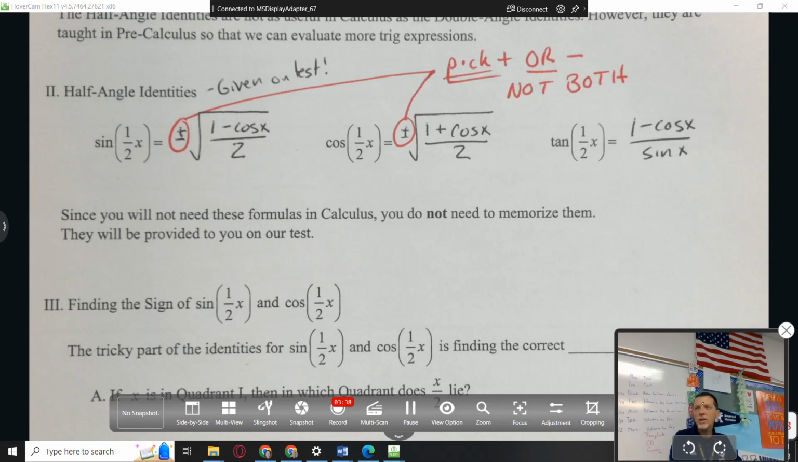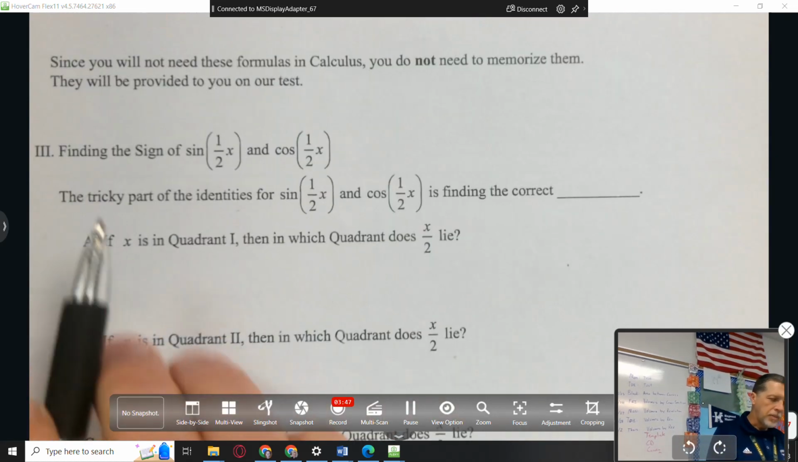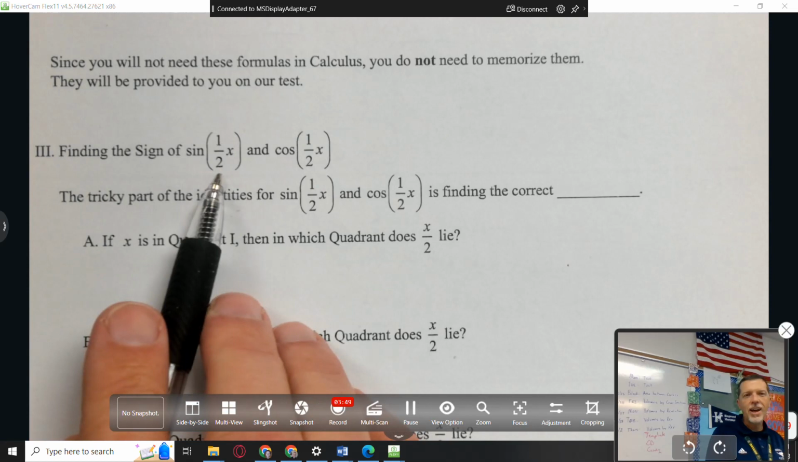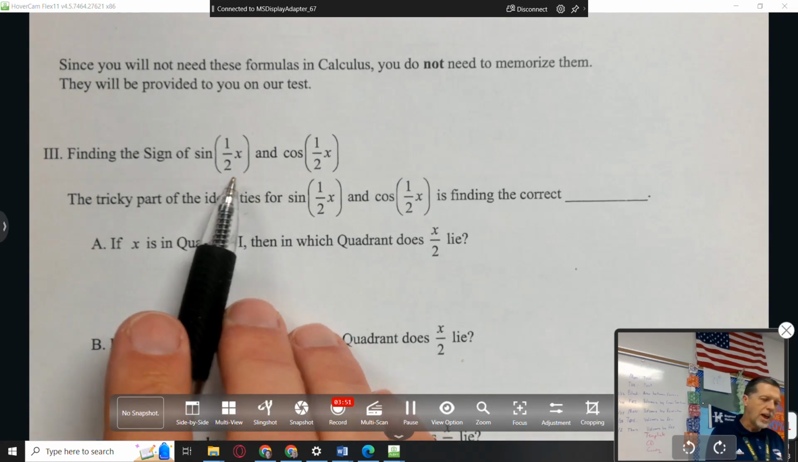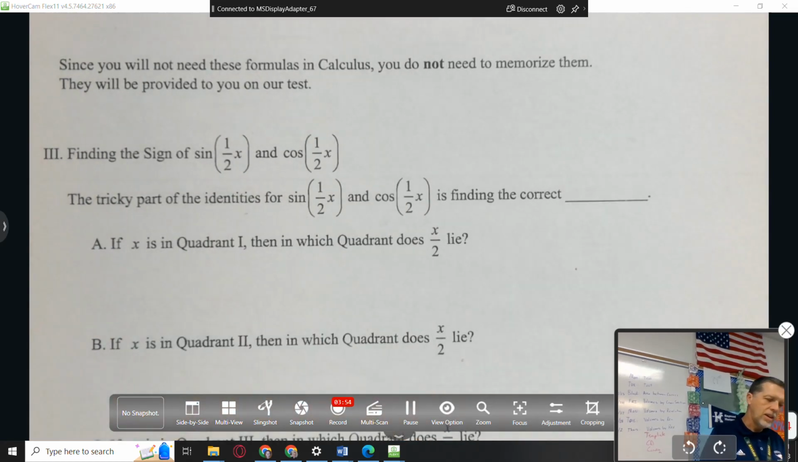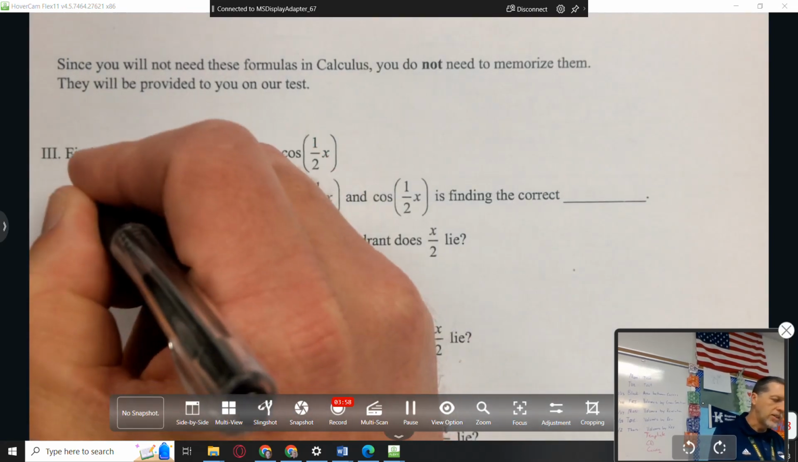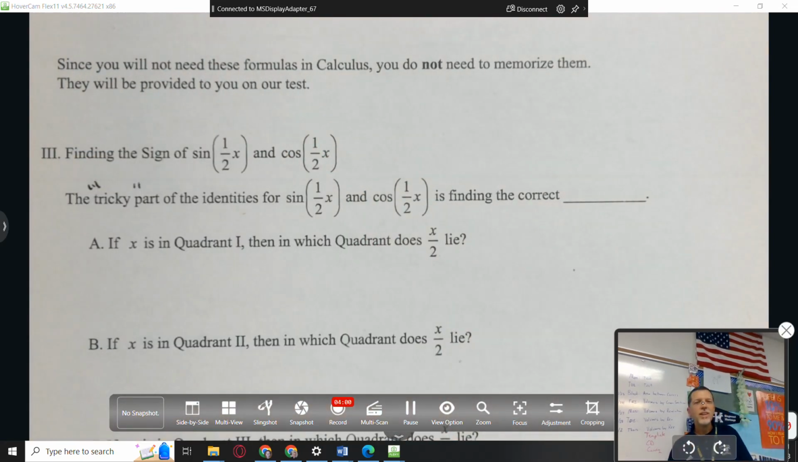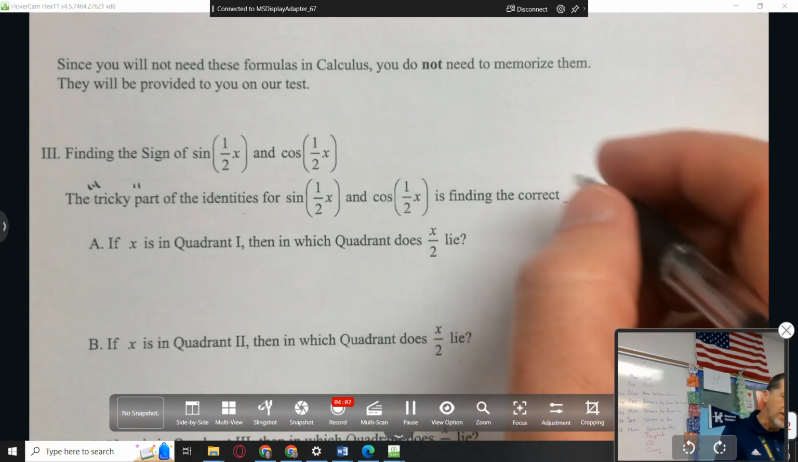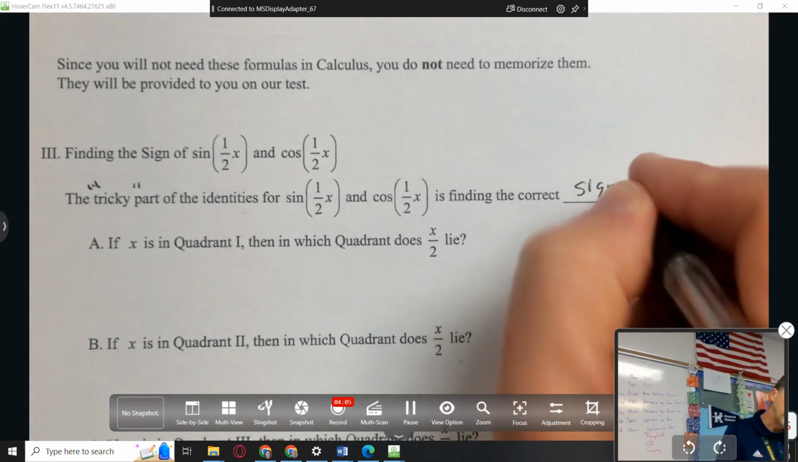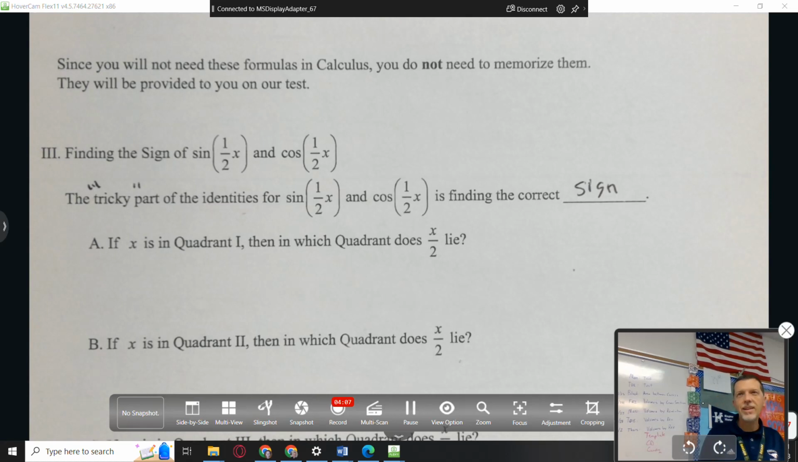maybe the hardest part, because we give you the formula, you know how to draw the pictures, you just plug things in. So you got to be able to pick whether it's the positive or the negative, and that's Roman numeral 3, finding the sine of 1/2 x and cosine of 1/2 x. The tricky part. I don't know that it's tricky, but it's the important part of those identities is finding the correct sign. Again, it's not plus and minus, it's plus or minus.